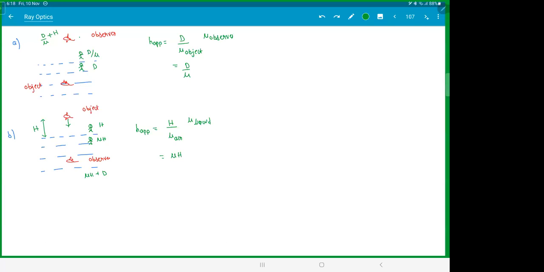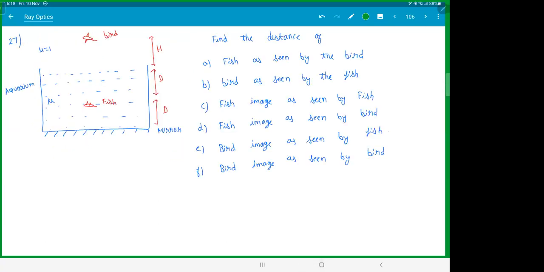Clear? Now, can you do the rest? Now try. Take a minute for each one. It's okay if you get a wrong answer, but try. If you get a wrong answer, when I explain, things will get cleared. Fish image as seen by fish. Fish image as seen by bird. Bird image as seen by fish. Bird image as seen by this thing. Try. Take a minute for each.